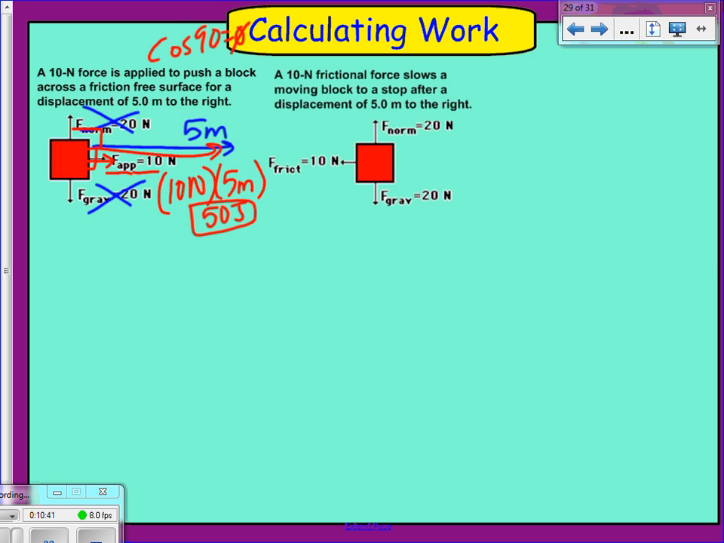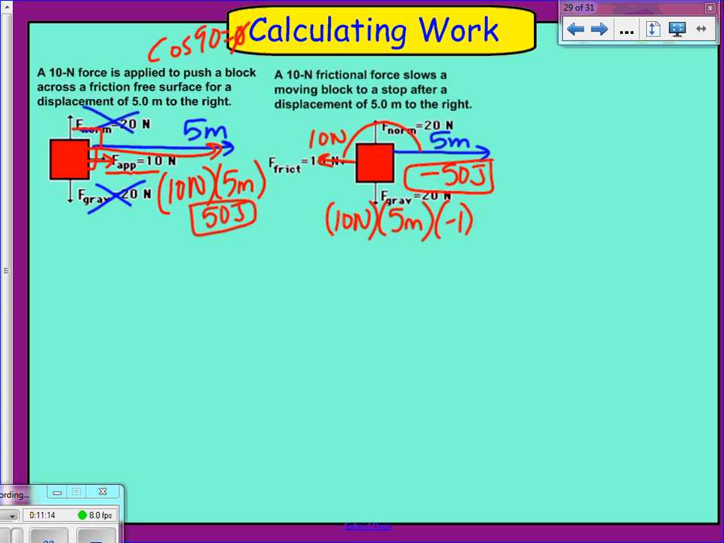Let's take a look at an example where friction is involved. A 10 newton frictional force slows a moving block to a stop after a displacement of 5 meters to the right. So as the block continues to move 5 meters to the right, with a force of friction acting on it in the opposite direction of 10 newtons, what work is done by friction? Well, the force is 10 newtons times the displacement of 5 meters, and cosine of 180 is negative 1. So that tells me that the work done by friction is negative 50 joules. In other words, friction is stealing away energy by dissipating it.